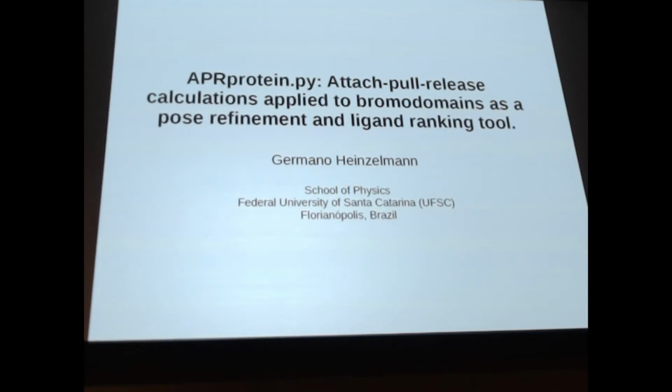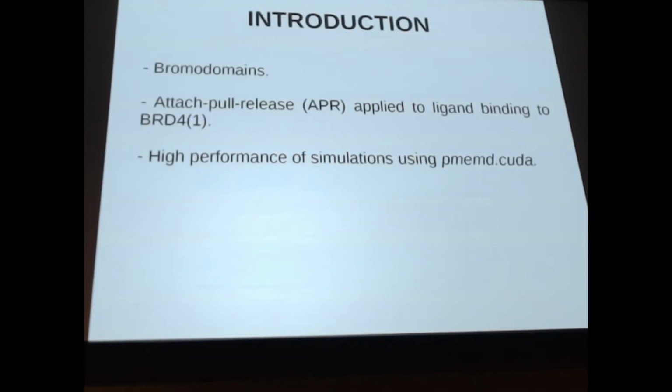Yeah. Okay, so I'm going to talk about this code that I wrote in Python. It applies the attach-pull-release method, which is a method for absolute binding free energy calculations, to different proteins. I applied this initially to bromodomains, and it can be extended to other proteins. I'm actually a faculty member at the School of Physics in Florianópolis, Brazil, at the Federal University.